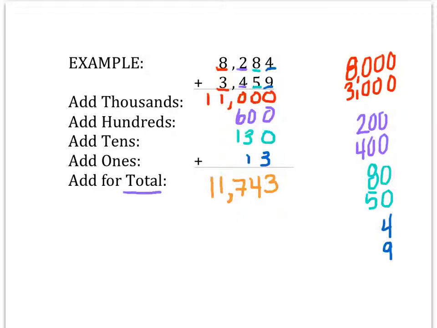So 8,284 plus 3,459 is actually worth a total of 11,743. By using partial sums, I can break the problem into smaller pieces, which makes it easier for me to add.